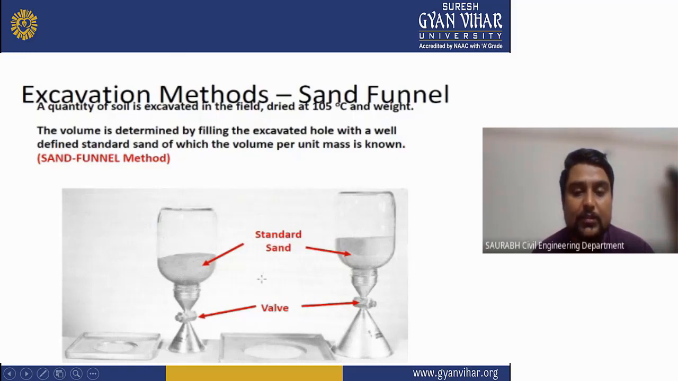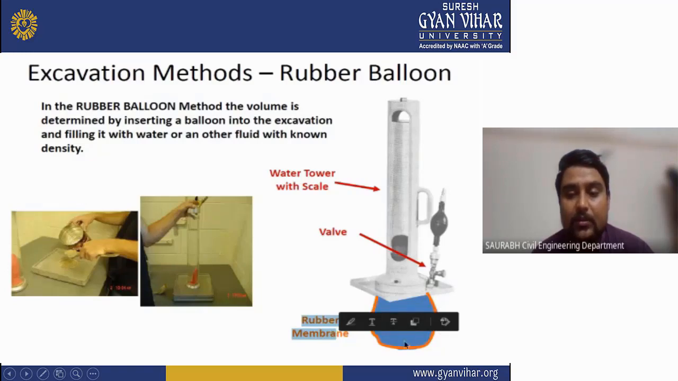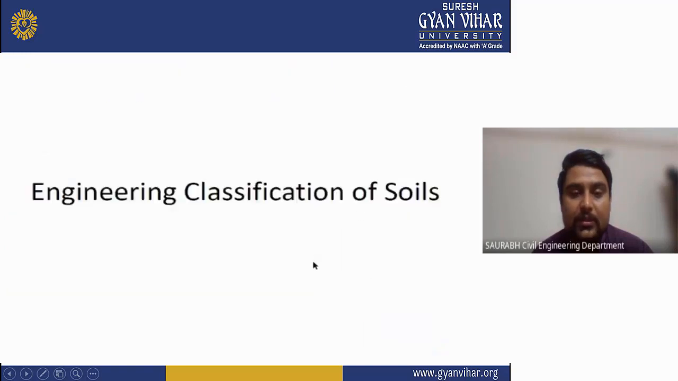As you can see, this is your sand funnel method, which is used for excavation purposes. Now, in the excavation method, you will also see there is one rubber balloon. In the rubber balloon method, the volume is determined by inserting the balloon into the excavation and filling it with water or another fluid, to determine the density. As you can see here, that is your water tower, and that is your valve, and that is your rubber membrane, which is fit on the end of this scale.